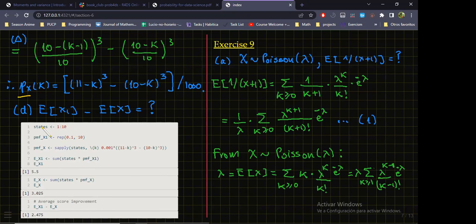These are the states for both of the random variables, 1 to 10. The PMF for x1 was unique because it's a uniform distribution, but the PMF for x is as we calculated, right? We have k, the possible states, and then the formula gives the probability. We simply calculate the expected values, and the interesting conclusion is that the expectancy is actually greater if you only consider your score for 1 day compared to your minimum score over 3 days.